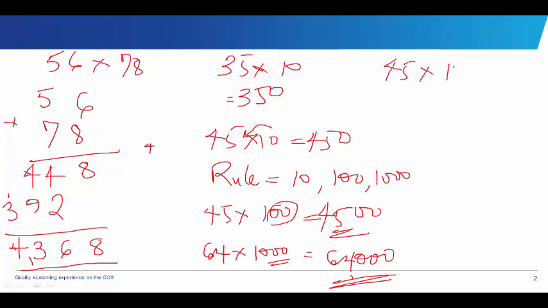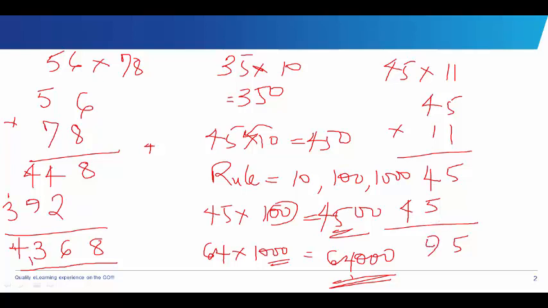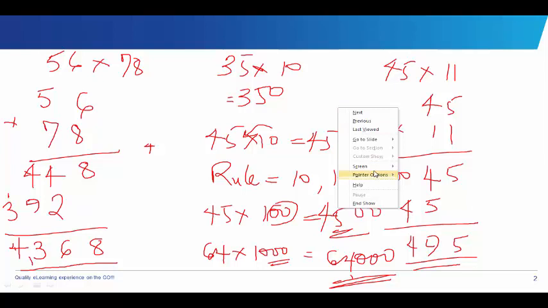45 times 11, so we'll do this with 45 times 11. 1 times 5 is 5, 1 times 4 is 4, 1 times this 5 is 5, we write it here. 1 times 4 is 4. Then we'll add 5, we bring the 5 down. 4 plus 5 is 9, we bring it down, so it gives us 495. Now let's try another number.